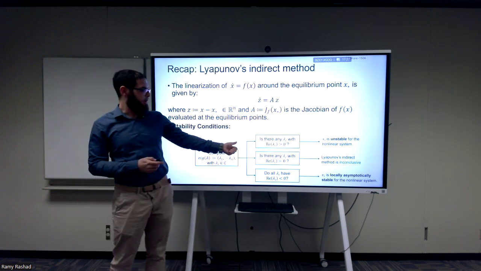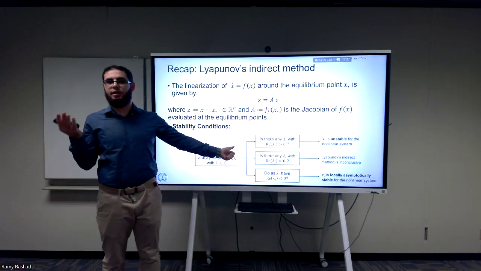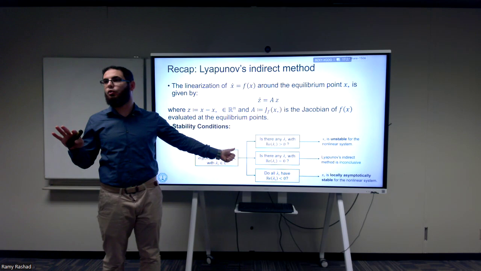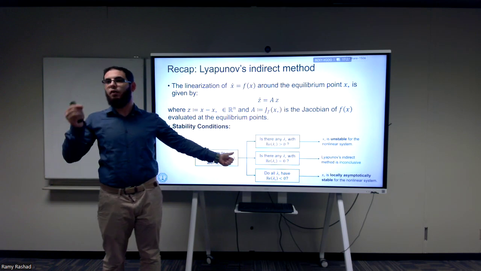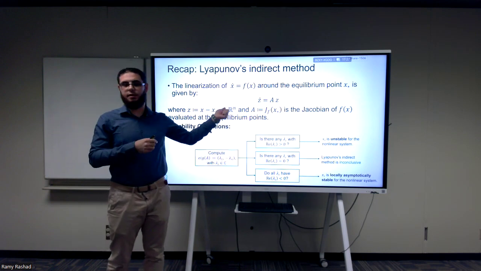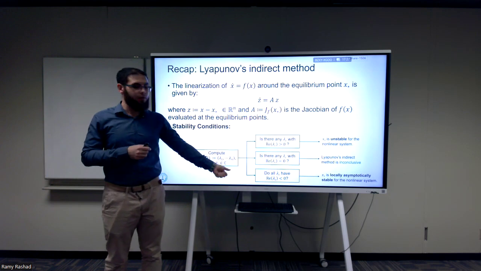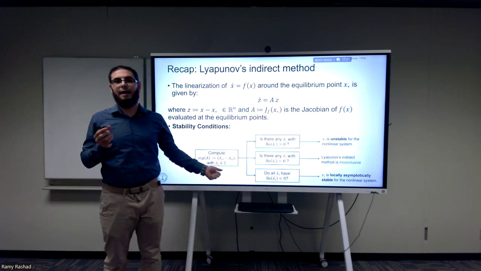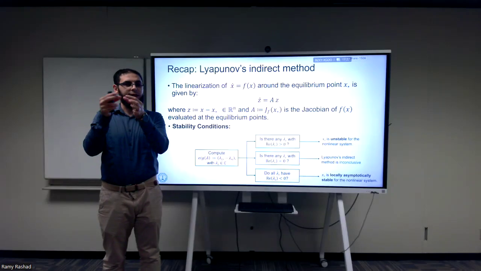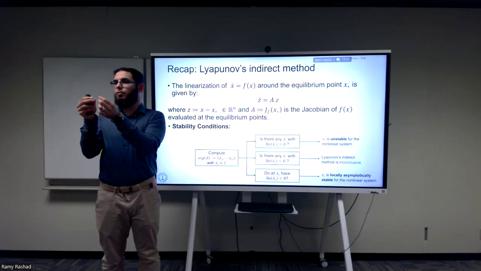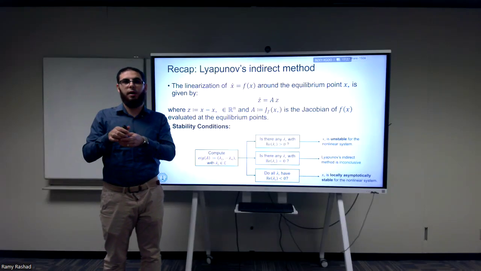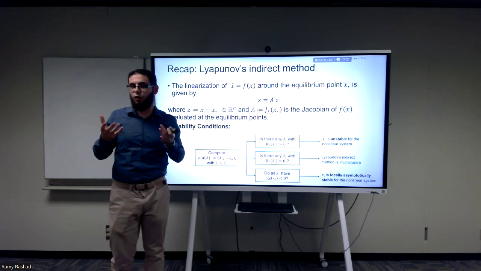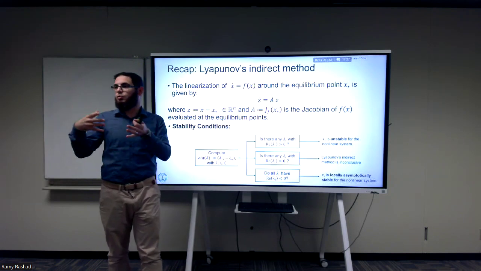And if at least one of the eigenvalues is positive, you can immediately conclude the instability of the equilibrium point of the nonlinear system. If all of them are negative, you can conclude that there is a very small region that if you start near this equilibrium point, you will always converge to it. And by the way, this can be very small. So we don't have any guarantee on how big or small this is.